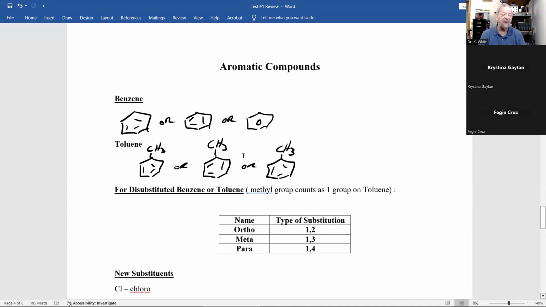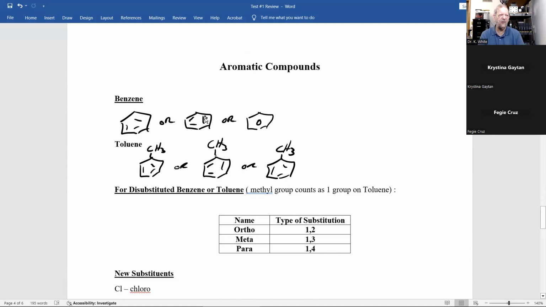Next, I talked about aromatic compounds. Those are compounds that have really strong stability. The first one I talked about is when you have a 6-membered ring with 3 alternating double bonds. You can write it this way or with a circle, and that's called benzene.